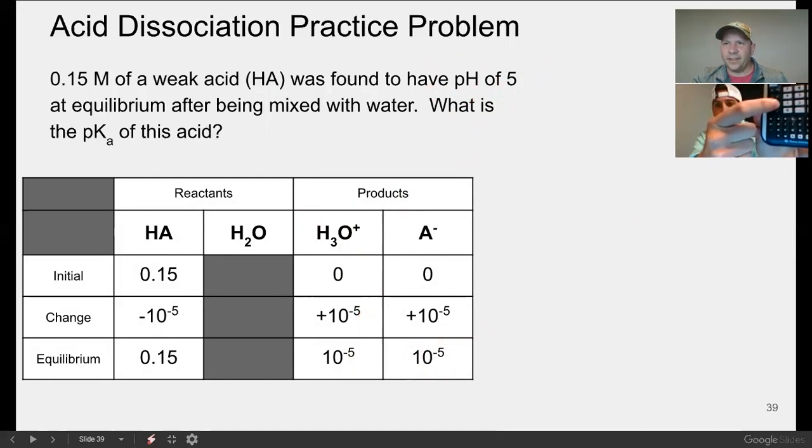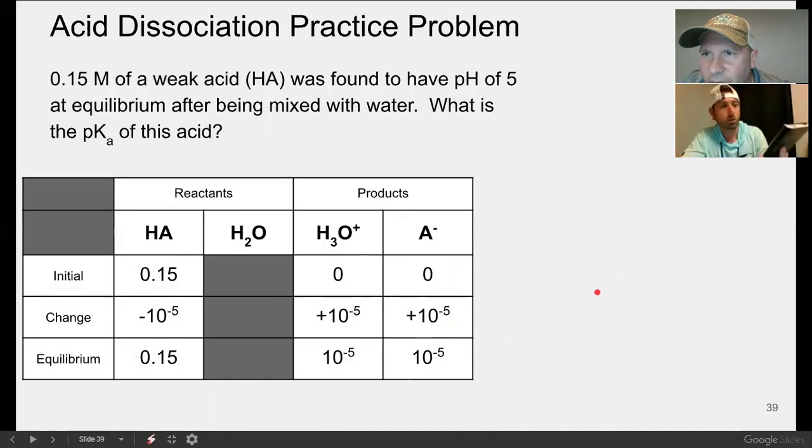Look at that button, the 10 to the button. You have to put negative pH. And the only way we can get from 0 to 10 to the negative 5th is by adding 10 to the negative 5th. What do you got there? I got 1 to the negative 5th. There you go. So 1e to the negative 5th is the same thing as 10 to the negative 5th, right? Nice work. So the only way we can get from 0 to 10 to the negative 5th is to add 10 to the negative 5th.